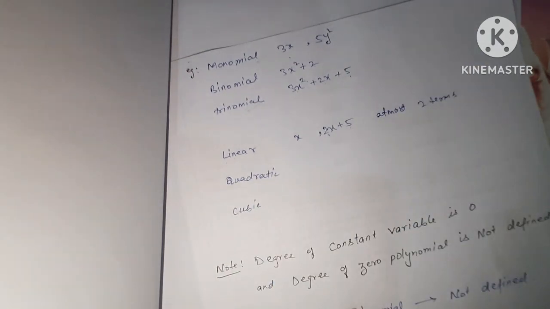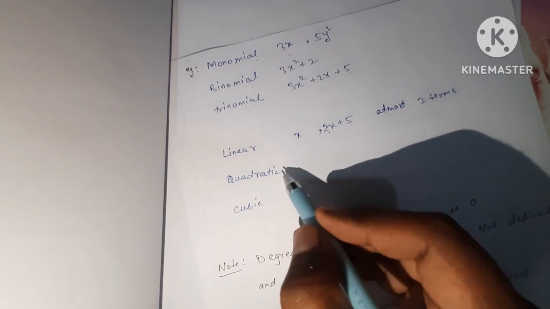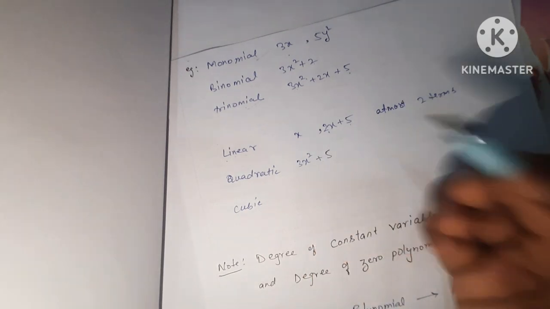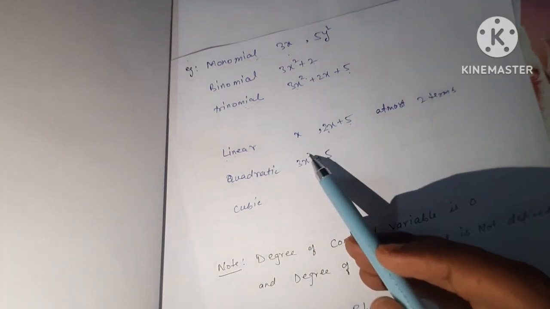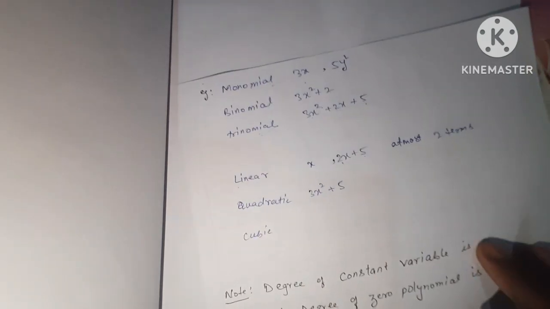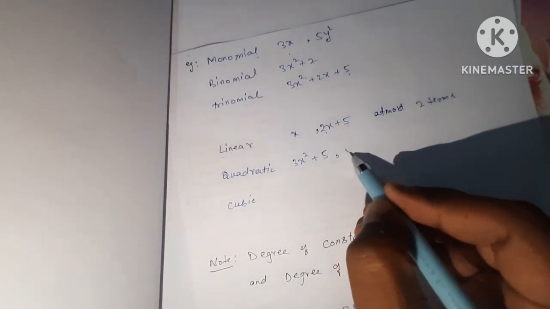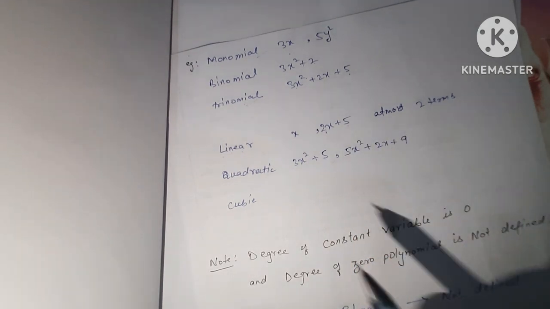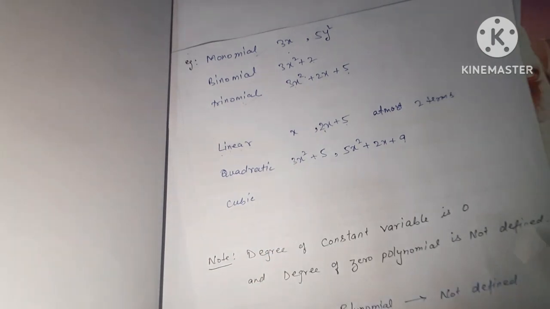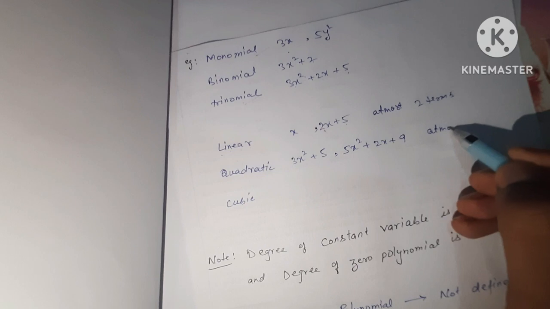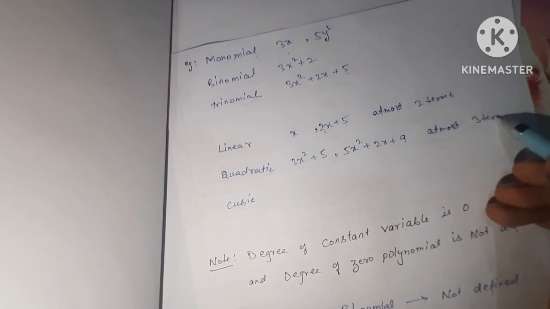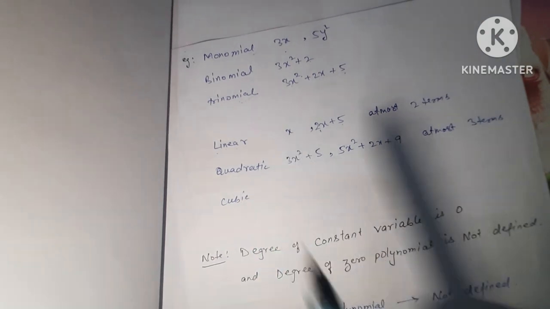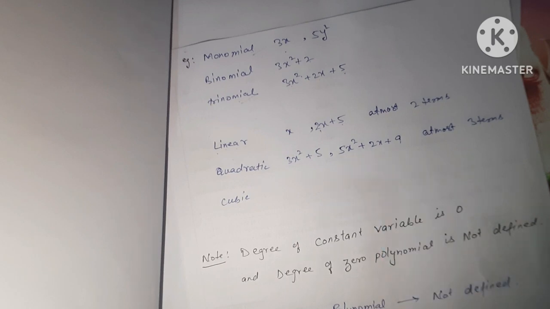In a quadratic polynomial, the degree must be 2, like 3x square plus 5. Here the power of the variable is 2. It means it is a quadratic polynomial, and we can also write it as 5x square plus 2x plus 9. So in a quadratic polynomial, we write at most 3 terms. At most means in a quadratic polynomial the maximum number of terms is 3.